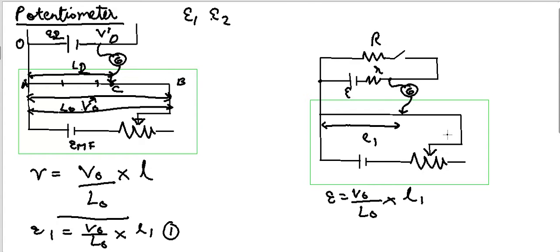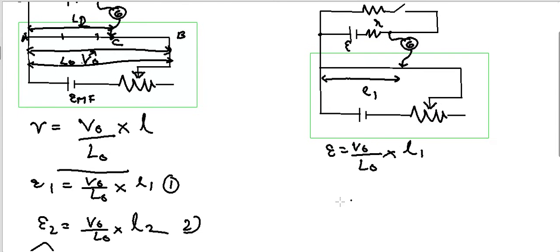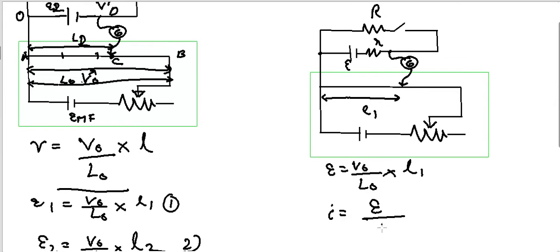Now what I do next is close this switch. When I close this switch, the total resistance of this internal circuit will be R plus r. So the total current flowing, from Ohm's law, V is equal to Ri, where the total potential is E and the total resistance is R plus the capital R. So this is the capital R. So E is equal to i times R plus r.